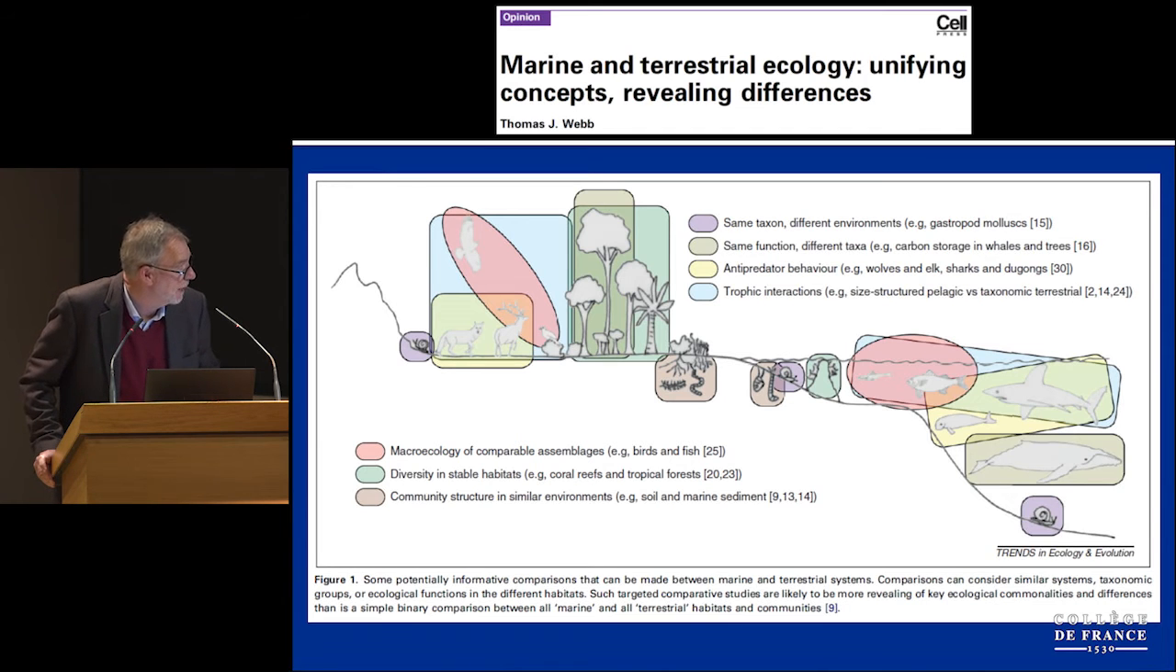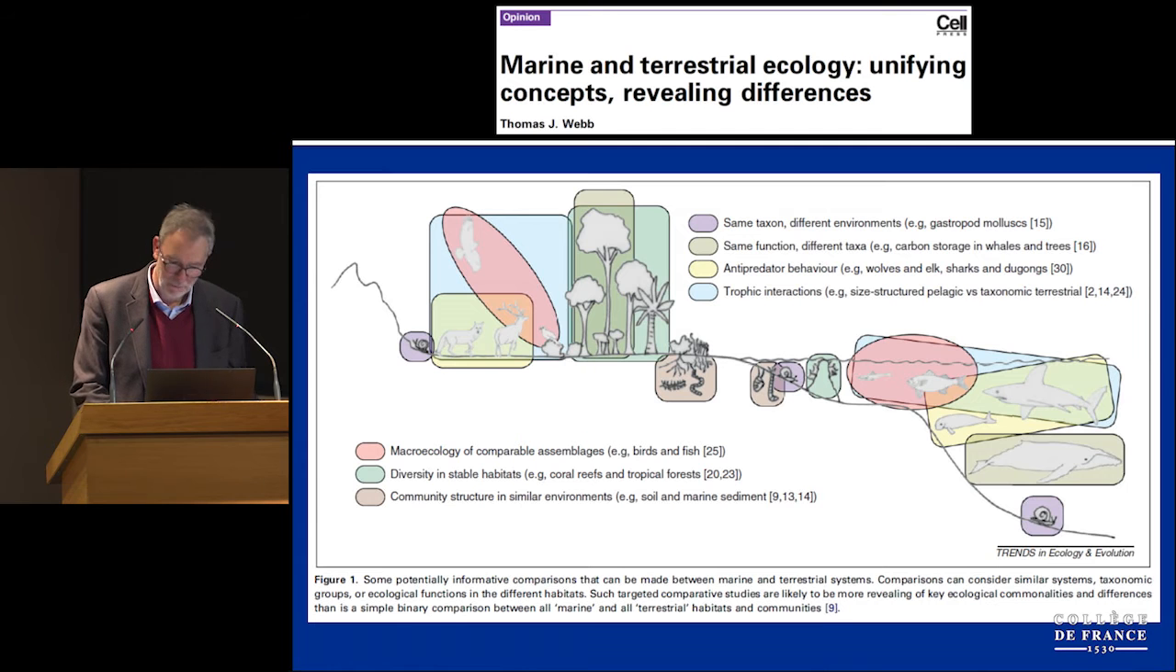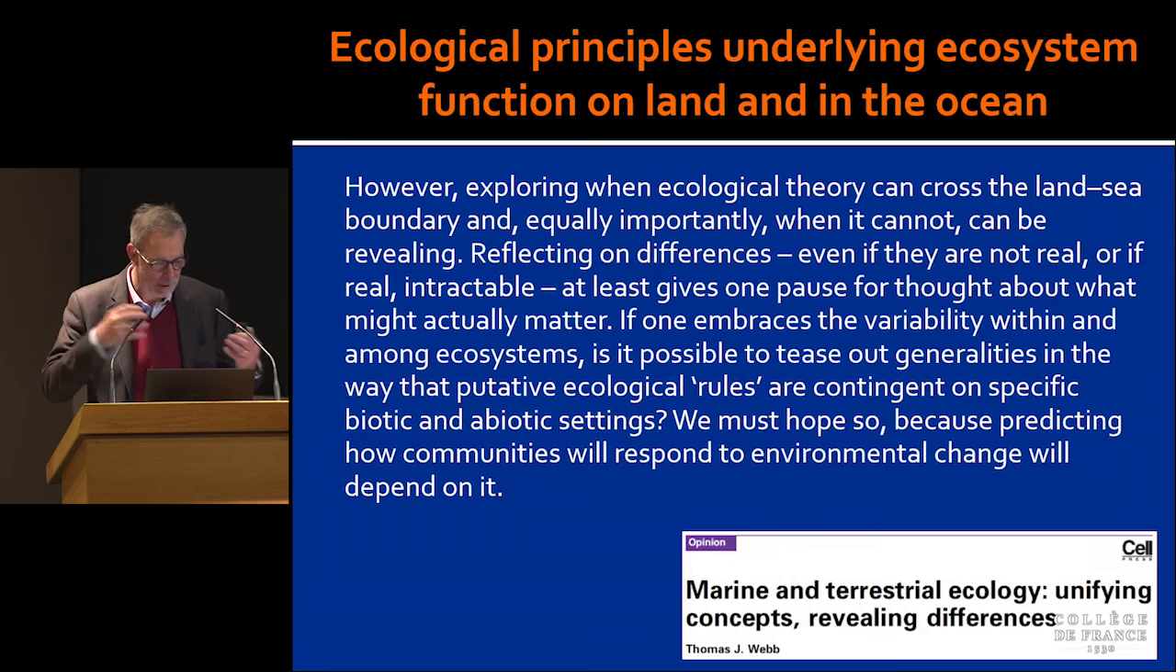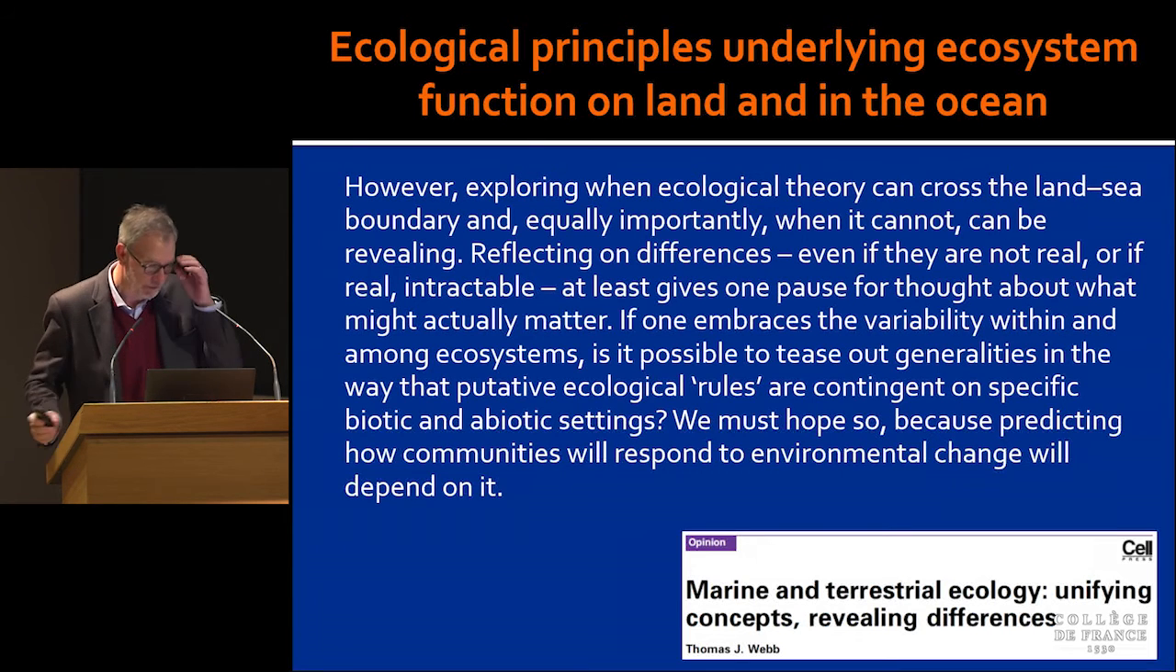Same functions, different taxa: for example, concerning carbon storage, on the one hand in whales and on the other in trees, is an interesting analogy. Anti-predator behavior, for example, wolves and elk against sharks and dugongs. And finally, trophic interactions, for example, size-structured pelagic versus taxonomic terrestrial comparisons. So that's a bit of context for you that will hopefully get you thinking about where we can perhaps make more contacts between different fields.